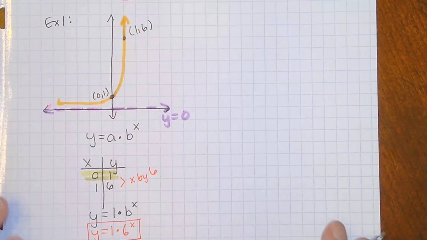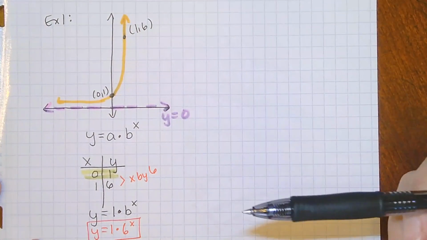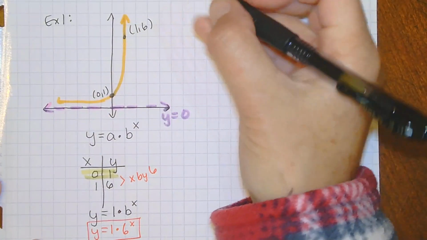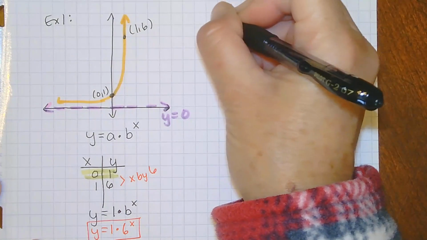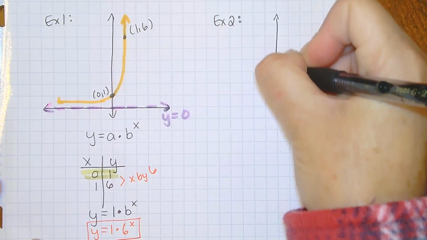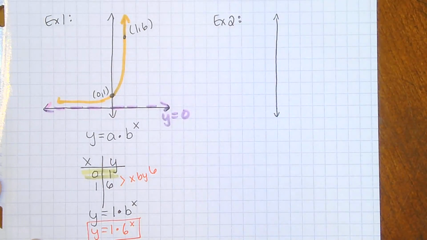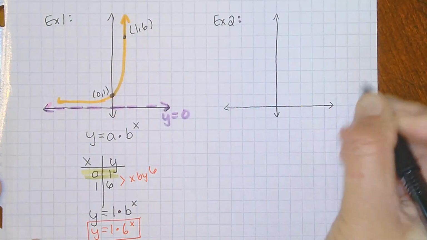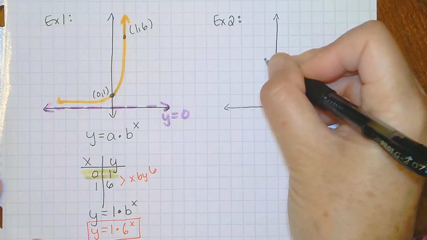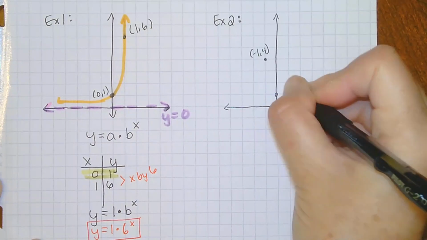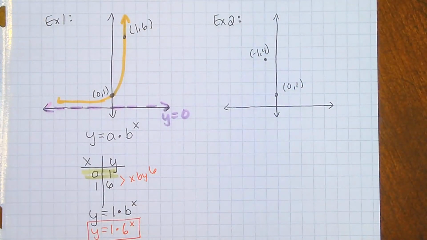In the second example, I'm going to give you one where it's a decreasing one, and we have a point maybe on the left side of the graph. So example 2. I'm going to give you a point at negative 1, 4, and 0, 1. And again, we have an asymptote at y equals 0.